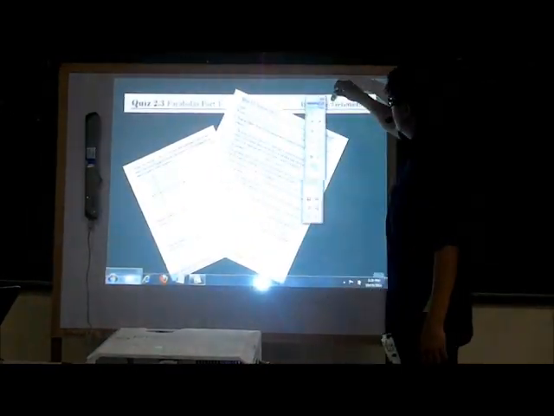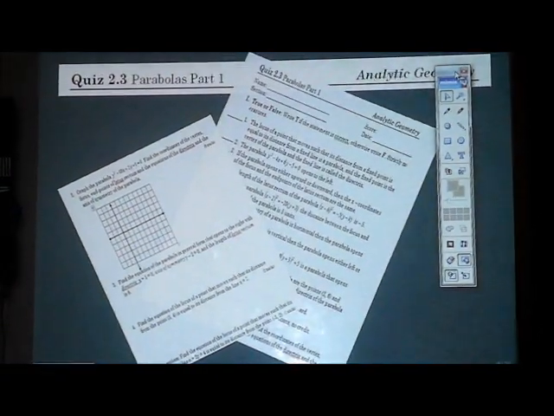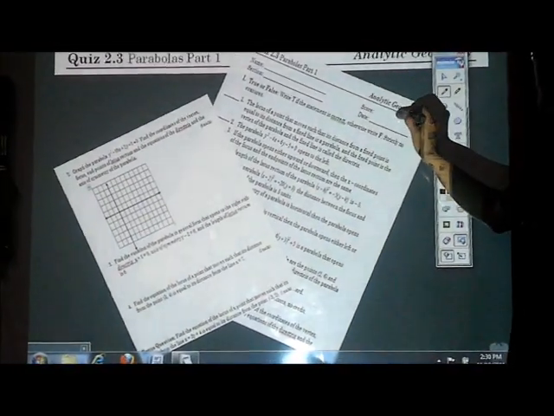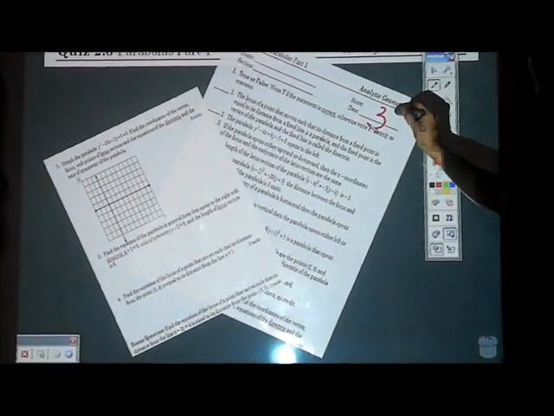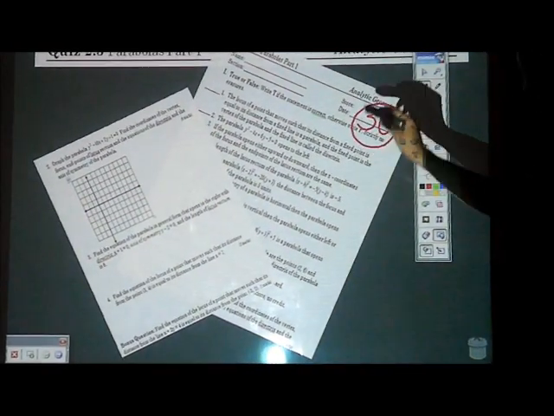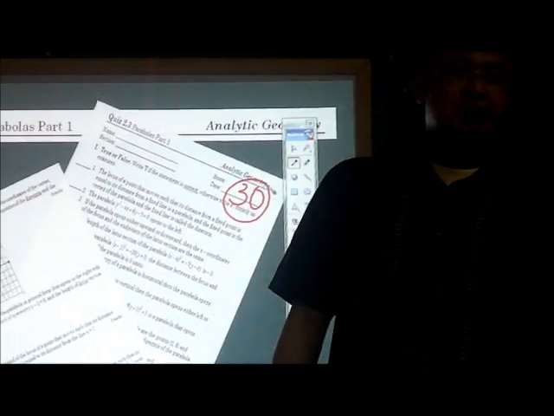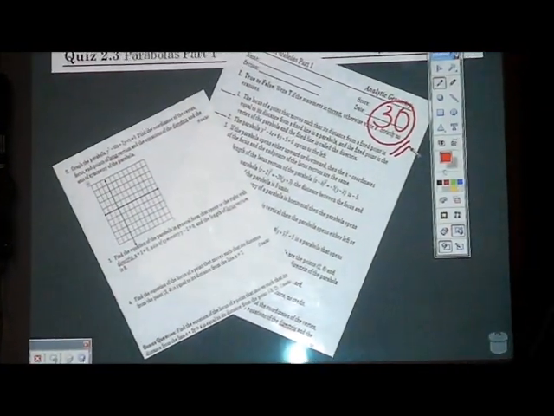So there is the title: Quiz 2.3 Parabola, Part 1. Some students scored 30 points. Benedict, perfect. Then Benedict, Denzel, I believe six students from section 4 got a perfect score. Very good.